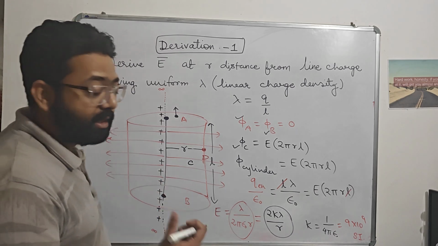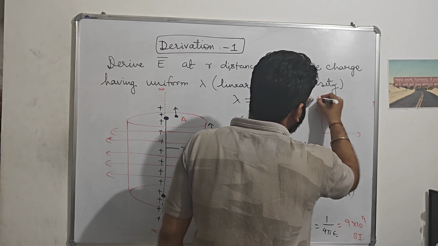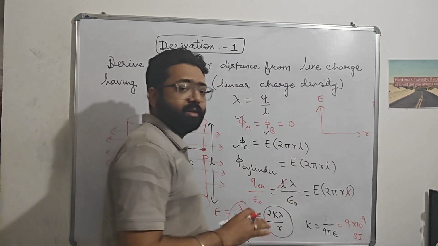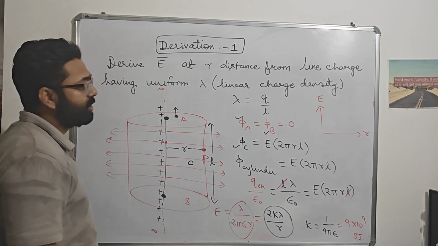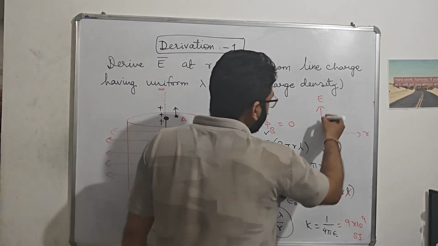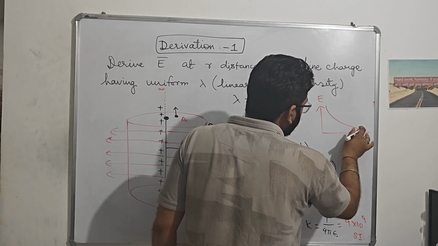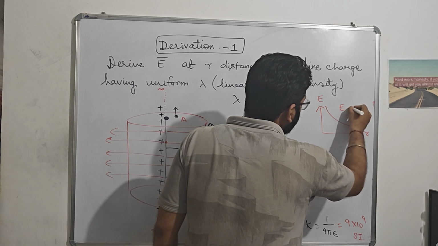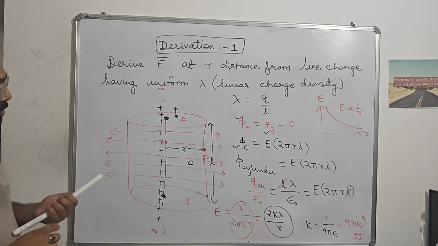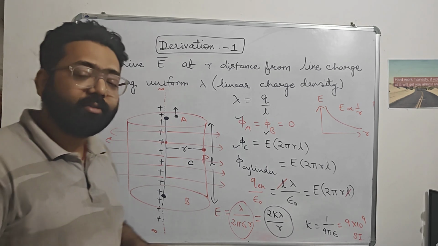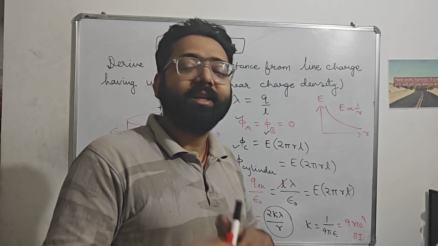And talking about the graph related to this question, you will make a graph of electric field with distance from this line charge, that's r, so that will be inversely proportional to r. I mean, it will be something like this. E is inversely proportional to r. Okay, so that's all about the first derivation. This was related to Gauss's law, and we'll talk about the next derivation.